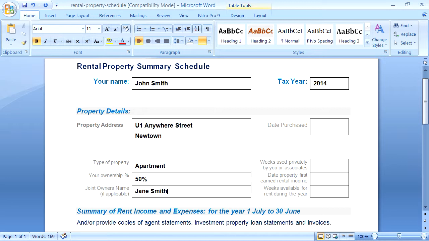It's important to record the share of ownership because when the rental summary is prepared in your tax return, the distribution of either income or deduction, which is negative gearing, is split equally according to the ownership share. So the date purchased is information that needs to be recorded because it may be relevant in calculating any capital gain down the track.